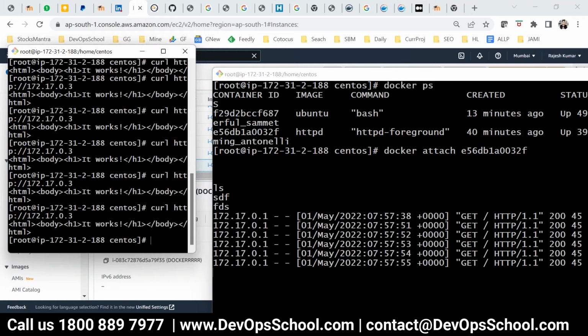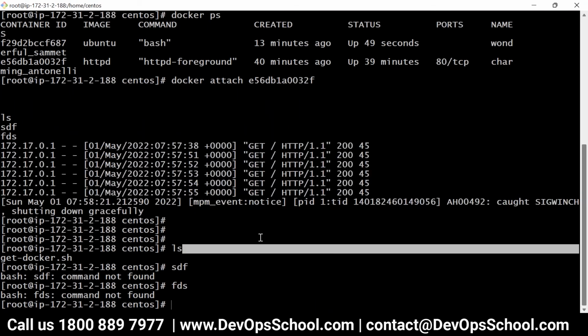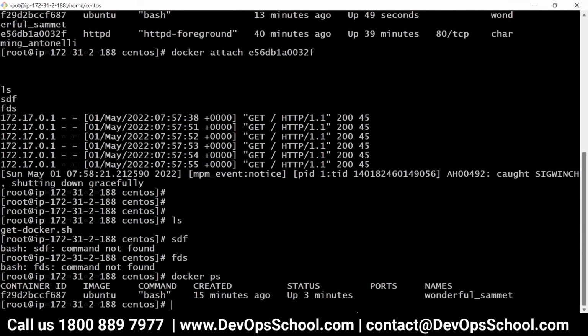Okay. So remember that this is good for troubleshooting. And if I kill this here, the container also gets killed, because PID1 got killed and so the container got killed. Okay, so this is the one.